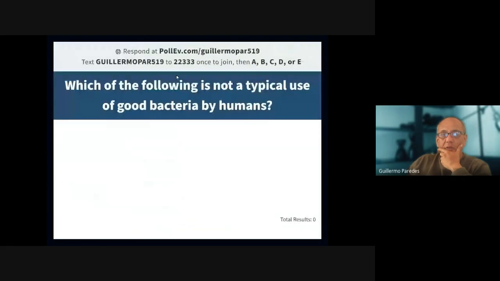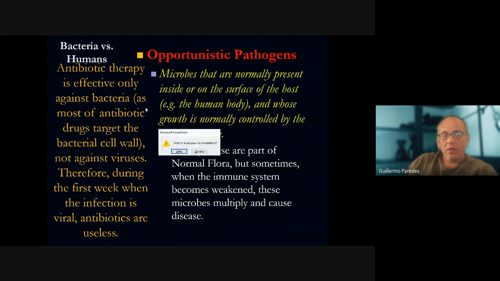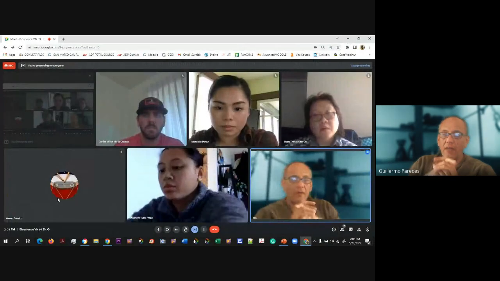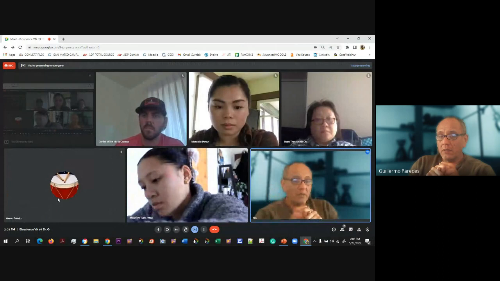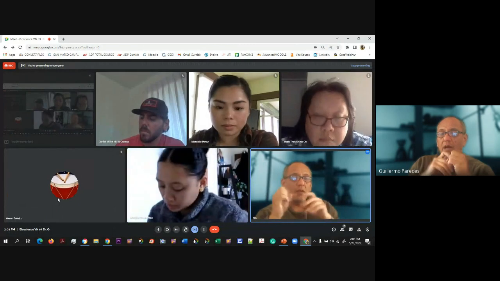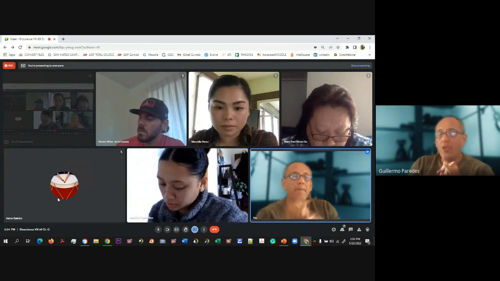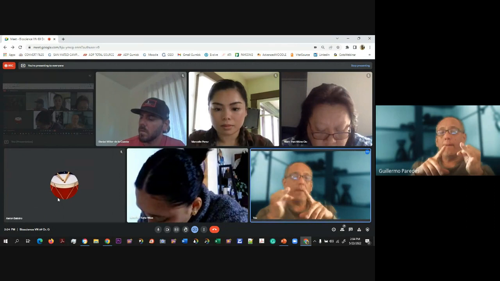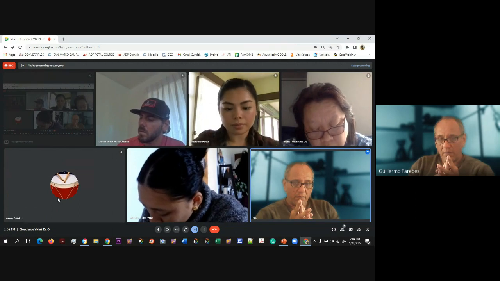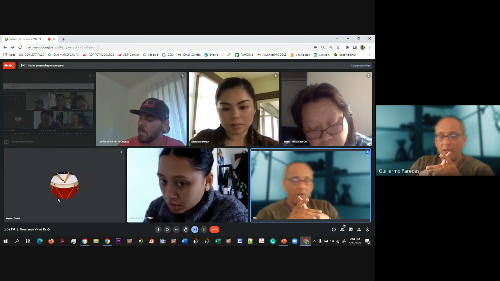And the last one is the opportunistic pathogens. Opportunistic pathogens are going to be when you have antibiotic therapy, or, write this down, when you are too young. Opportunistic infections are high risk in the very young, the very old, malnourishment, chemotherapy or radiotherapy, people with cancer.